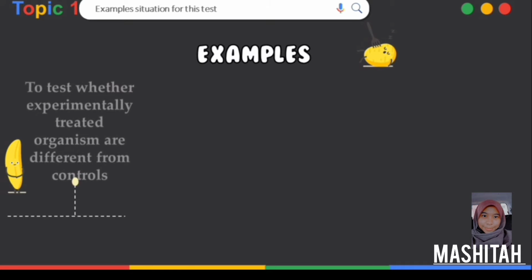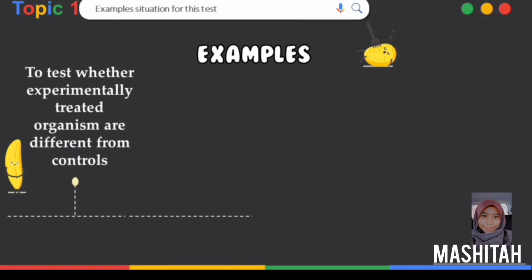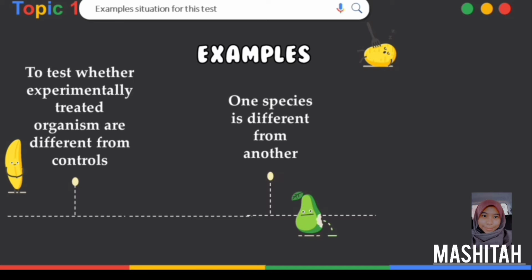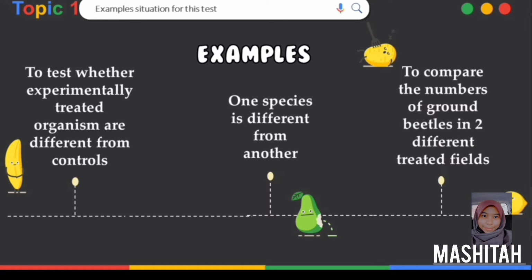This test can also be used to test whether experimentally treated organisms are different from controls, and also when one species is different from another, and also to compare the numbers of ground beetles in two differently treated fields.